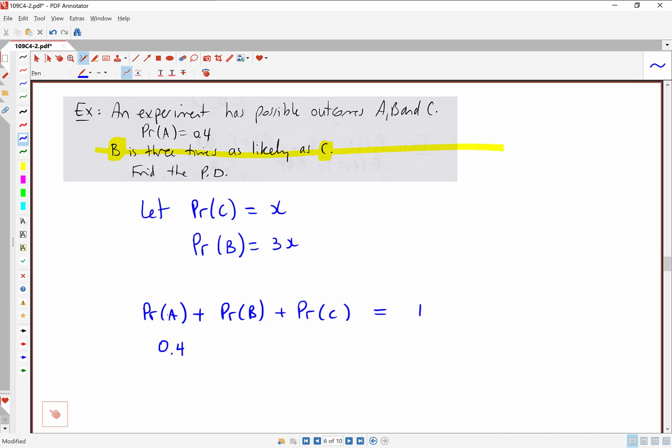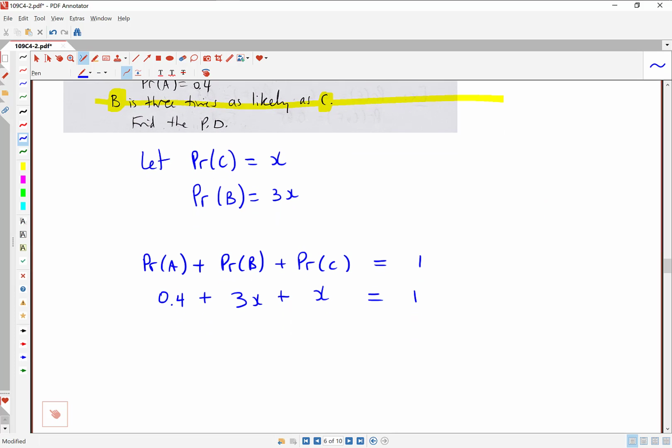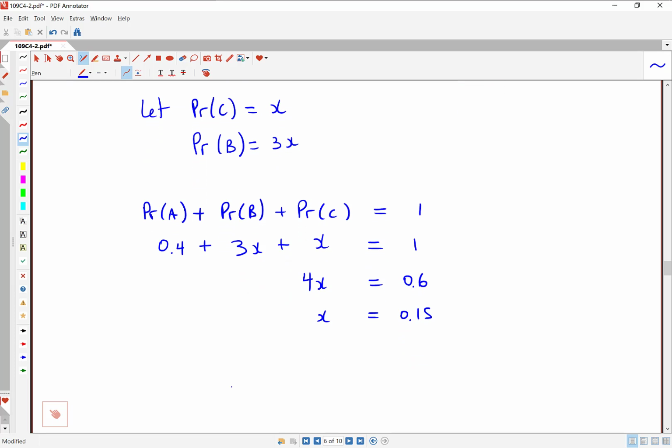So we have probability of A is 0.4, probability of B is 3x, and probability of C is x. And if we add all those up, we are getting 1. So let's subtract 0.4 from both sides. We'd have 0.6 on the right, and we can also add up our 3x and our x to get 4x. So 4x is 0.6. Divide both sides by 4, and you've got x equals 0.15. So now we have our probabilities for B and C.